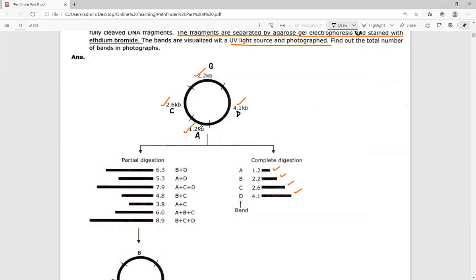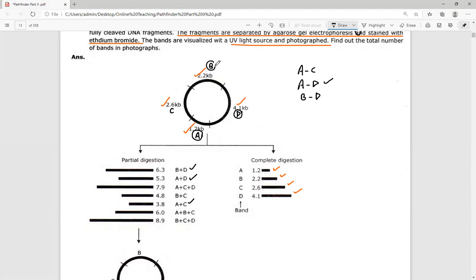Now, which are the different combinations? A can combine with either C or D. D can combine with B, and D can combine with A. So A has combined with C, A has combined with D. Now D has already combined with A, so we are going to combine D with B. B and D are going to be together.